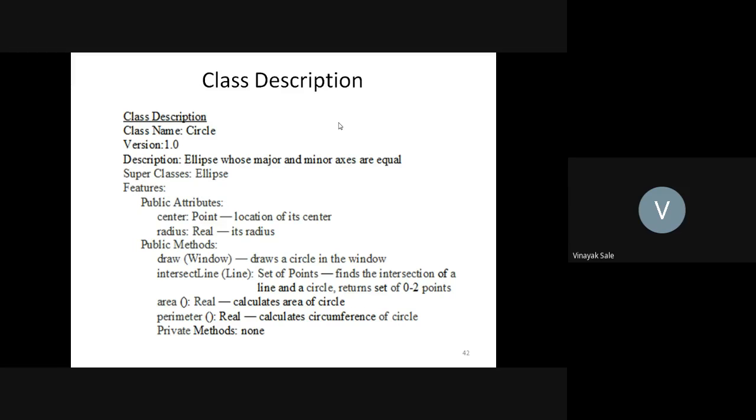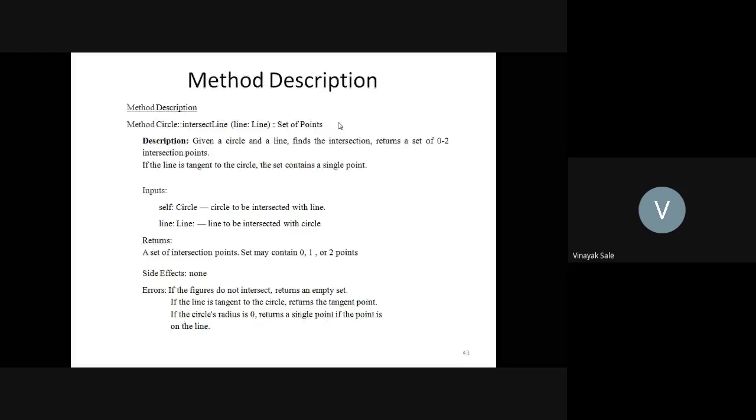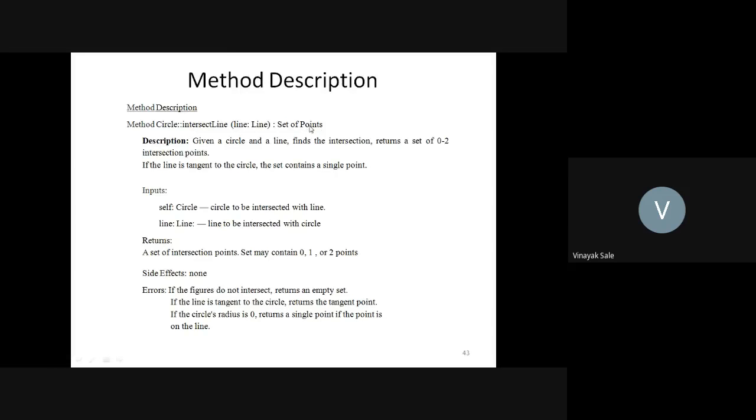Then area. This method calculates the area of the circle. Then perimeter. This method calculates the circumference of the circle. And there is no private method. So what is the method description? Method circle, intersect line. So it has a set of points. Given a circle and line, it finds the intersection and returns a set of points, 0 to 2. The point may be 0, the point may be 1, the point may be 2.